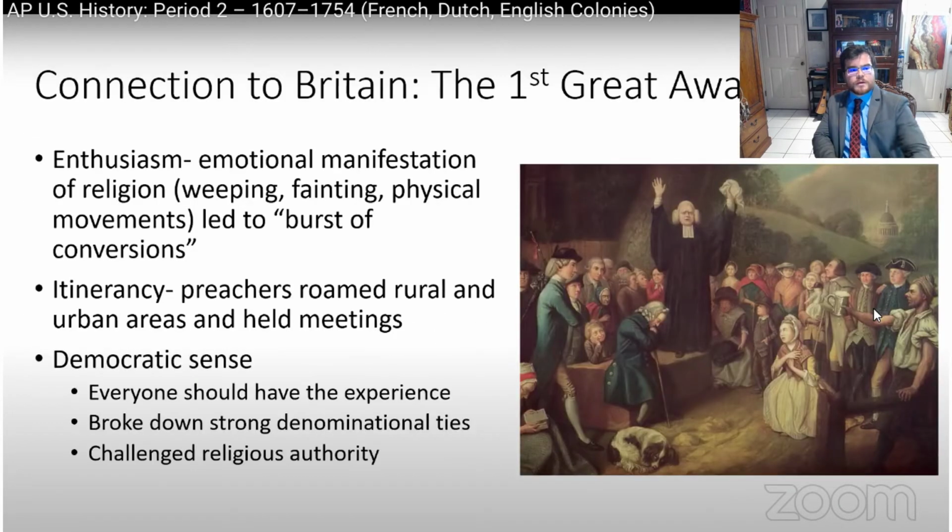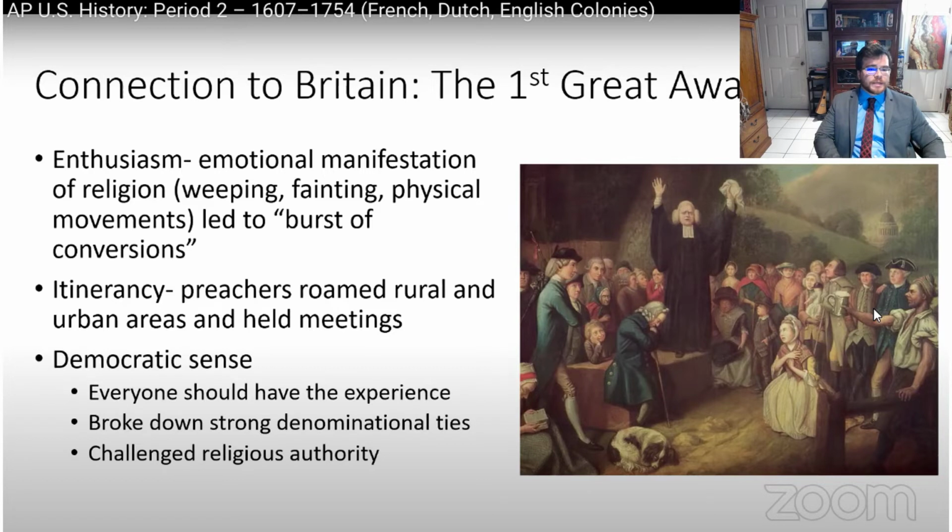So, connection to Britain, the First Great Awakening. Gotta know the First Great Awakening, guys. It's gonna lead to the American Revolution. Period 3, American Revolution, it could be the FRQ, it could be the DBQ. And if you're gonna say what led to the American Revolution, you're gonna have to say the roots of the American Revolution are in the First Great Awakening and in the Enlightenment, which we are gonna go over next.